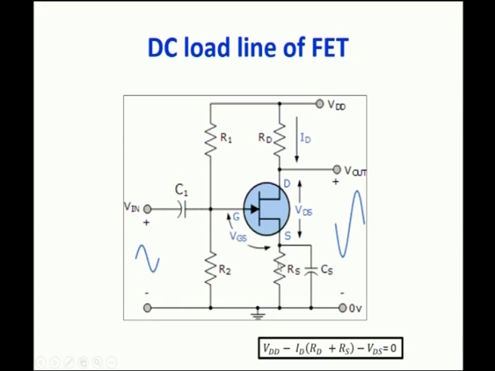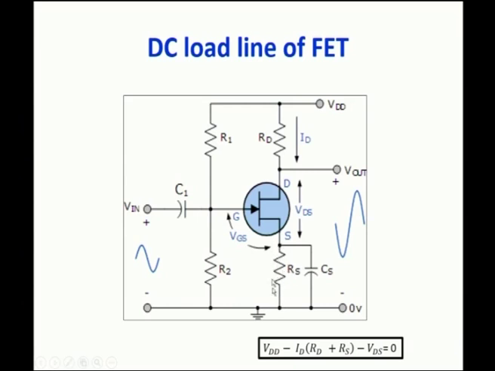So, what is the current flowing through this resistance? We know that the drain current is equal to the source current. In the previous lecture we have seen that the drain current is equal to the source current, ID equal to IS. So, the same current will flow through this resistance also. So, the voltage drop across this resistance RS is again ID RS, that is equal to 0 finally. So, VDD equal to ID RD plus VDS plus ID RS.